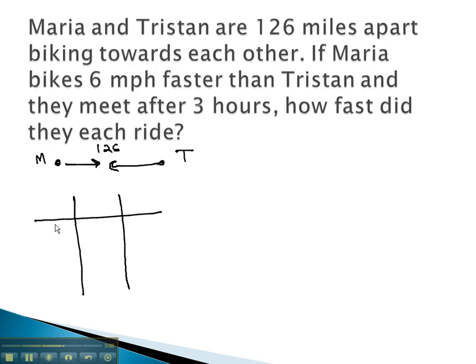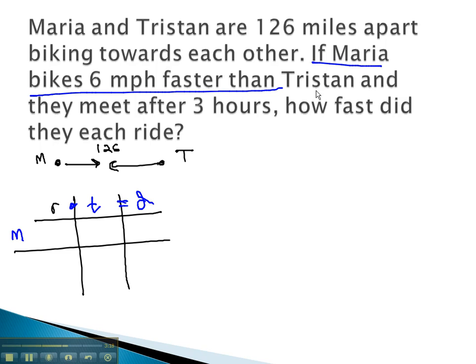Setting up our table, knowing that rate times time equals a distance, Maria is biking 6 miles per hour faster than Tristan. We don't know how fast Tristan is biking. We just know Maria is 6 miles per hour faster, which we show with r plus 6. We know the time they are traveling is 3 hours, and so we fill in our table.